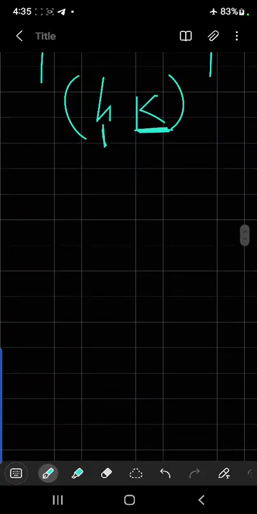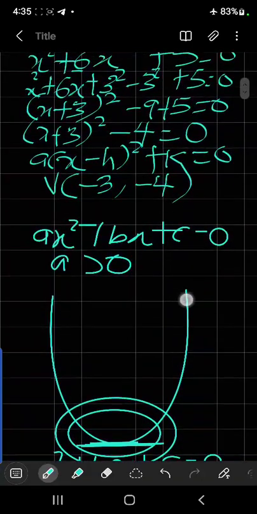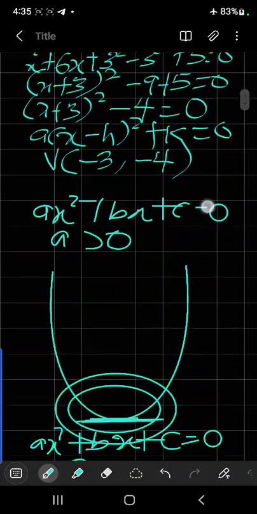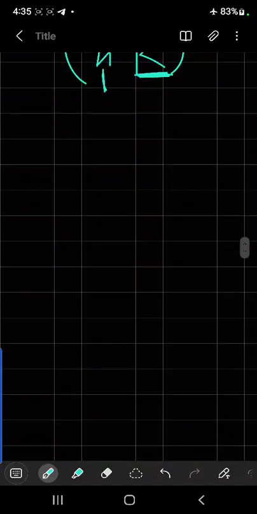So we want to plot the graph of what? Now we have a turning point. That's what I want to look at. Now the turning point is minus 3 and minus 4. So that's minus 3 on the x-axis and minus 4 on the y-axis.